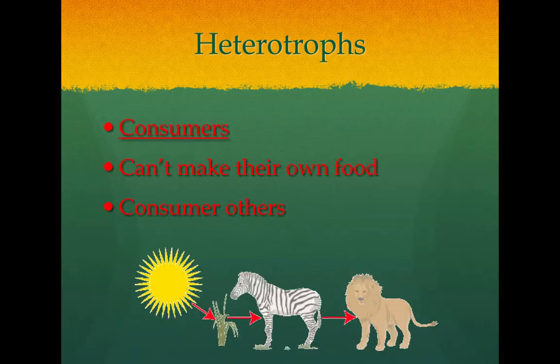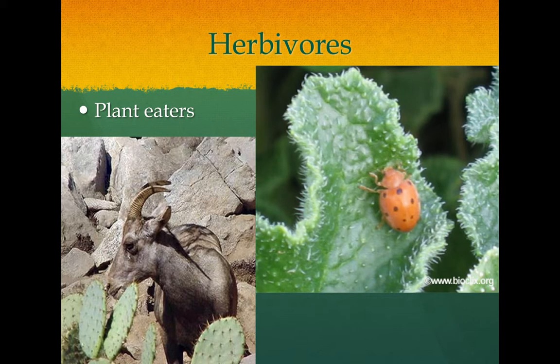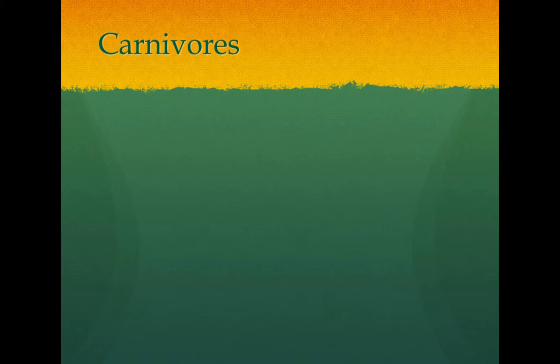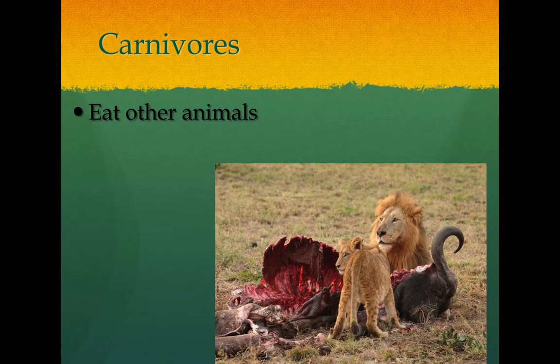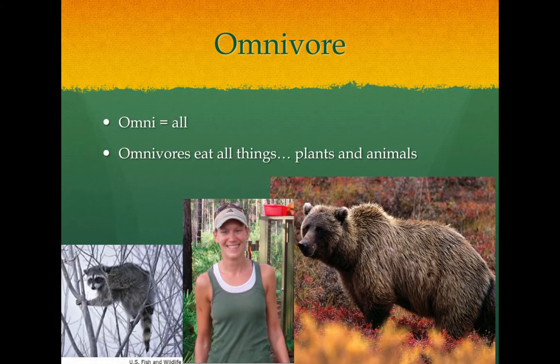Heterotrophs are called consumers. They are organisms that can't make their own food. They must consume other organisms. Animals, fungi, most bacteria, and protists are the different types of heterotrophs. We break down heterotrophs into individual categories, beginning with herbivores. Herbivores are plant eaters. Carnivores eat meat or eat other animals. Omnivores eat plants and animals. Things like humans, crows, cockroaches, and raccoons are examples of omnivores.